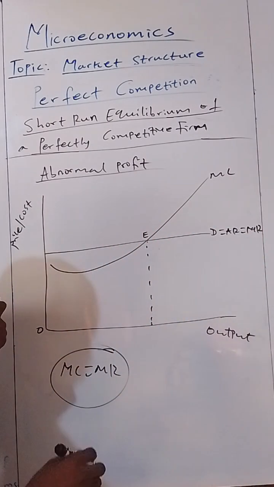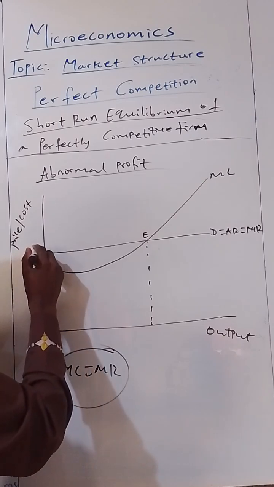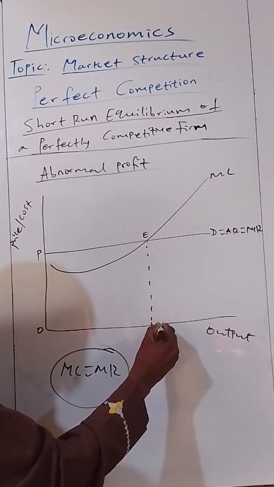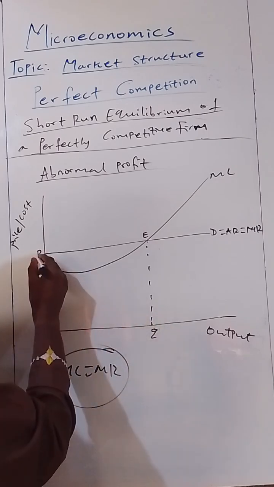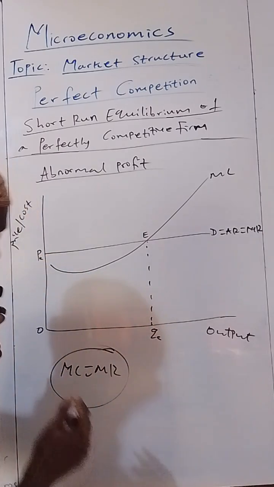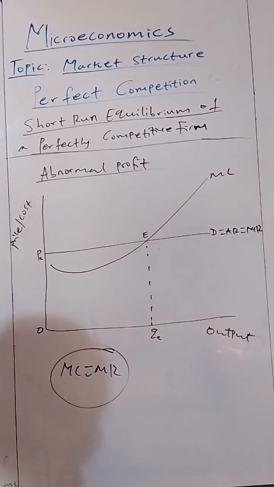This is the equilibrium price. The price we have here is the equilibrium price, and this is the equilibrium output. Let me call it PE, and let me call this QE, the equilibrium output of this firm.